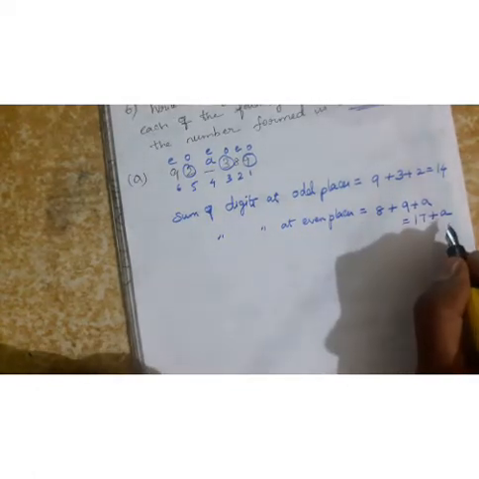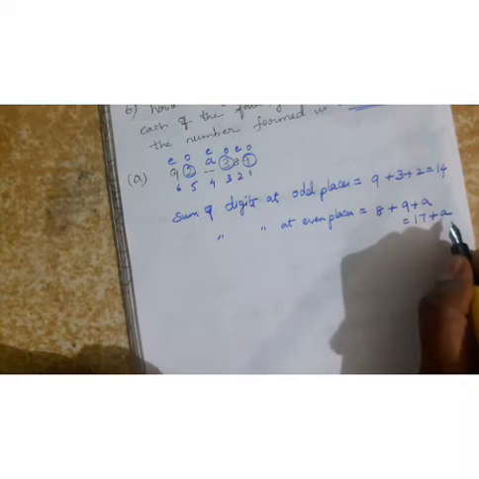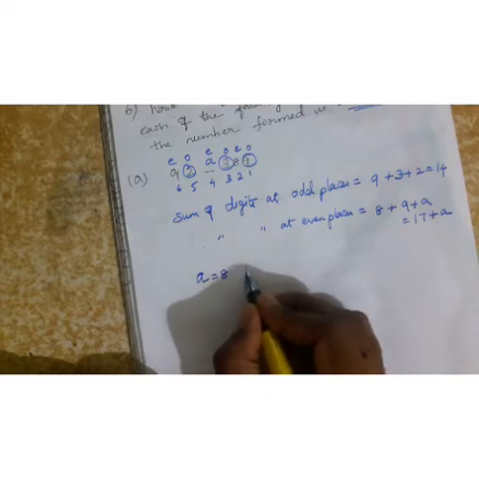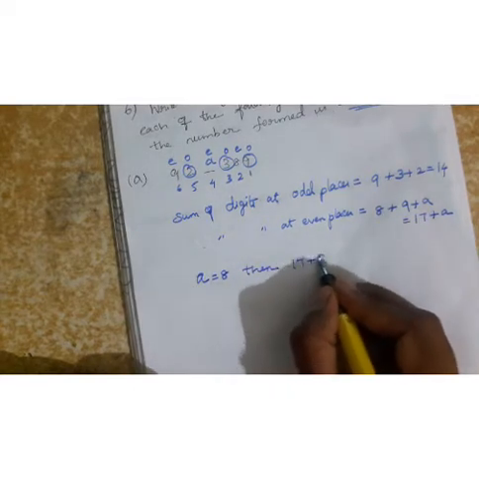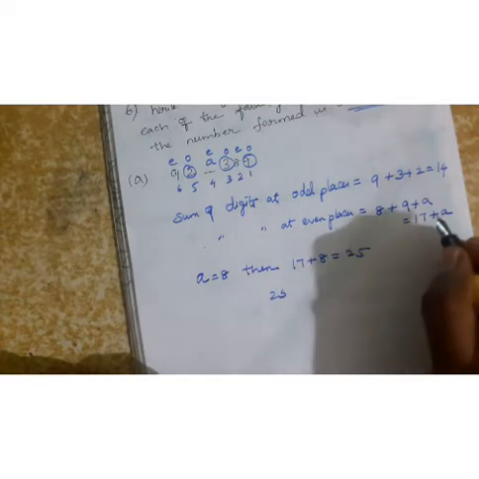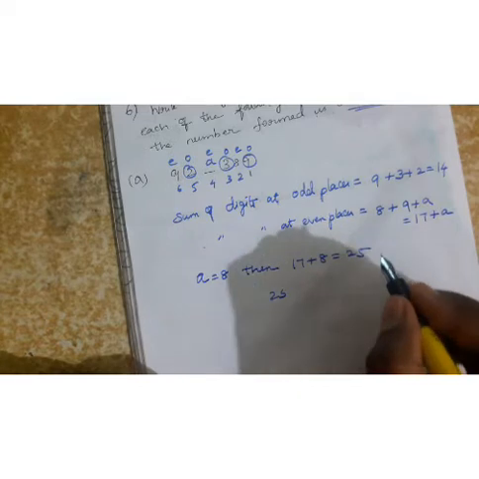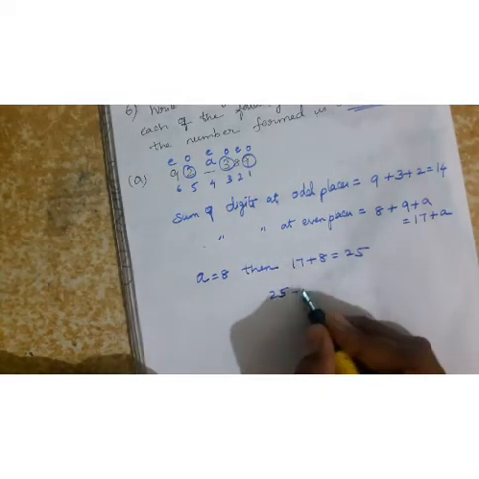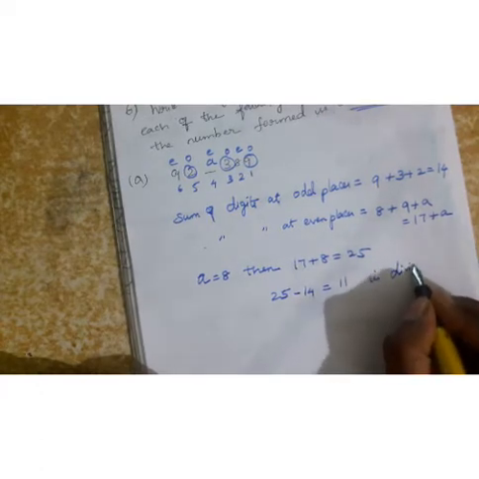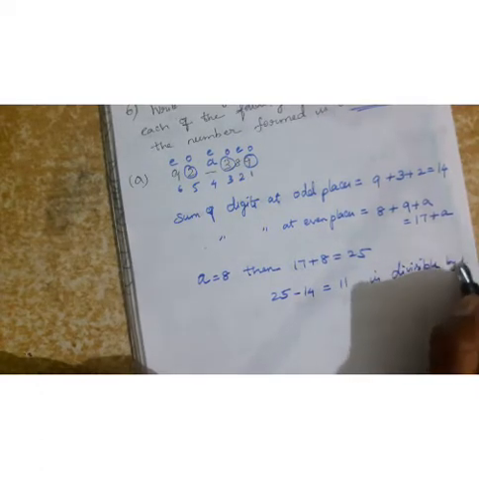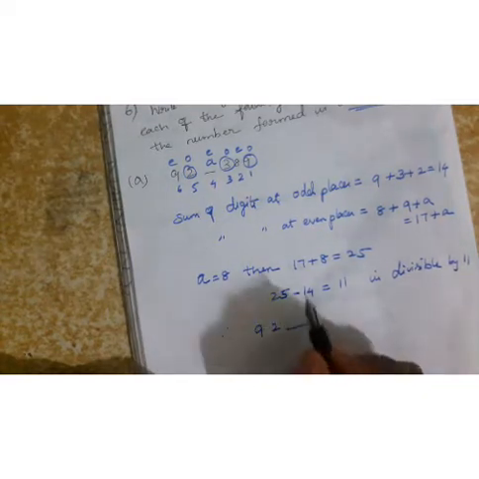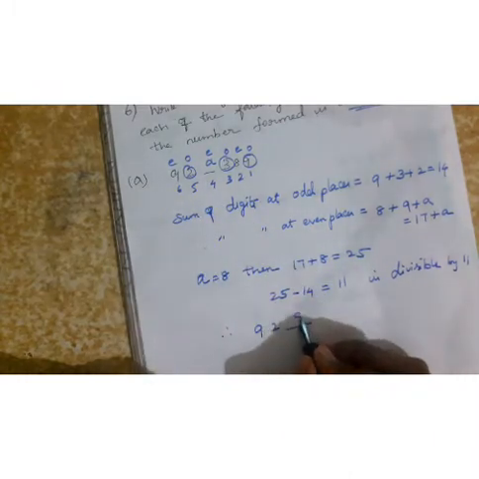So here we have to find the value for A. If we take A equal to 8, then 17 plus 8 equal to 25. Now find the difference between sum of digits at odd place and sum of digits at even place. So 25 minus 14, we get 11. 11 is divisible by 11. Therefore, the digit in the blank space should be 8.